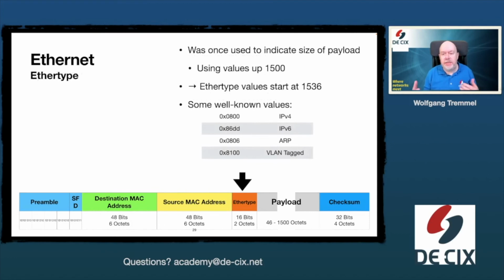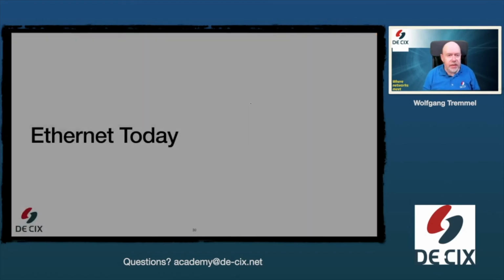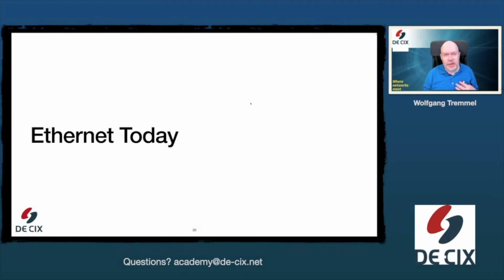The payload here is an example of some payload types like IPv4 and IPv6. If you want to have a look at what payload types exist, at the end of the slides, if you download the presentation, you can find a link to a table of ether types. That was the history of Ethernet and how it came into being and how it works. Now let's have a look at Ethernet today.